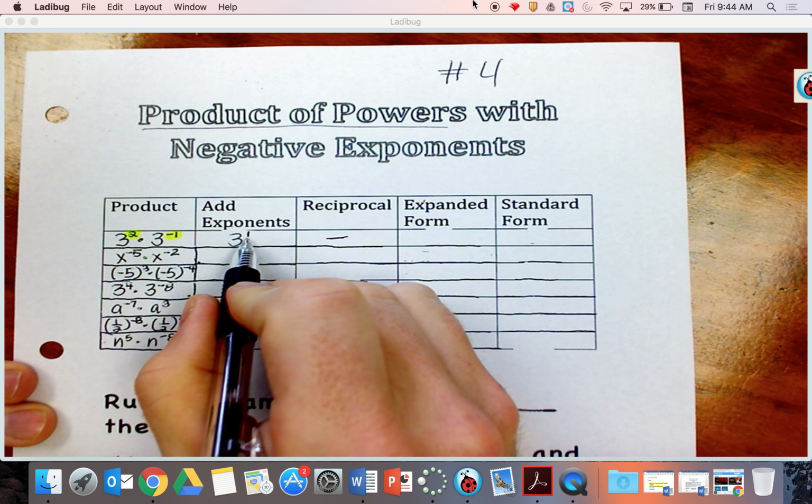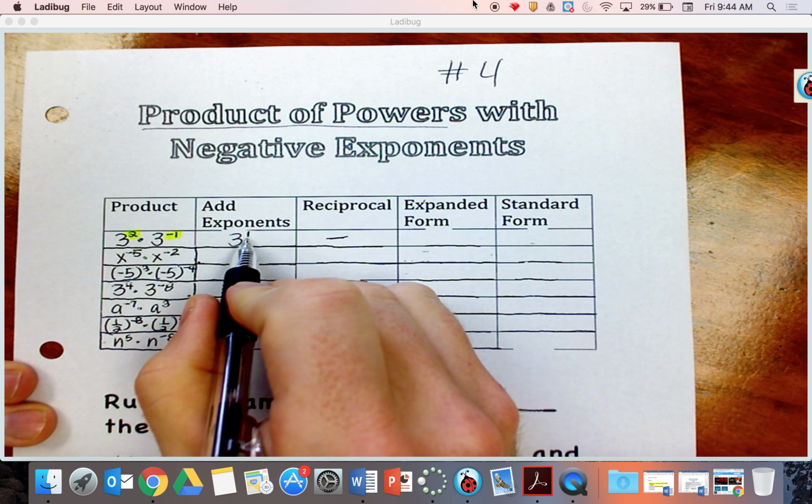All right, let's try another one. 3 to the 4th power times 3 to the negative 8th power. Well, my exponents here are 4 and negative 8, and I'm multiplying, so I got to add them together. So I'm going to add 4 plus negative 8. You can put that right on your calculator. 4 plus, my negative button's right here, 8. I get negative 4. So I know my exponent is negative 4, so I have 3 to the negative 4th power.